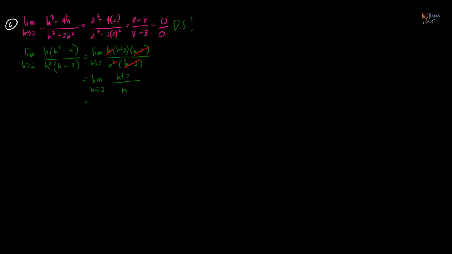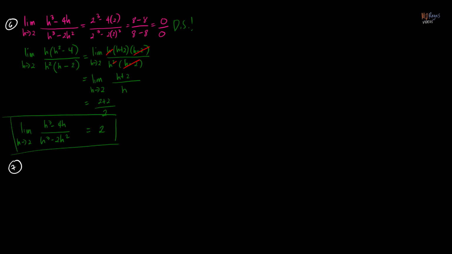Okay, now we're evaluating the limit by substituting 2 again for h. We get 2 plus 2 over 2. Okay, and then we're going to get 4 divided by 2, so the answer is 2. For the limit of h cubed minus 4h over h cubed minus 2h squared as h approaches 2, this is our final answer.